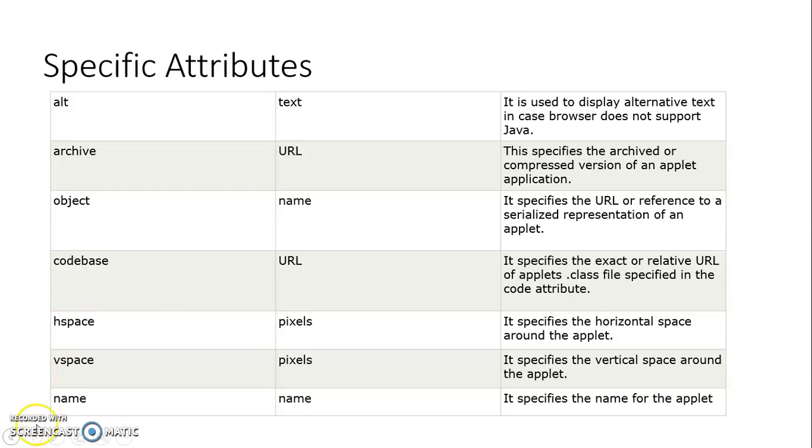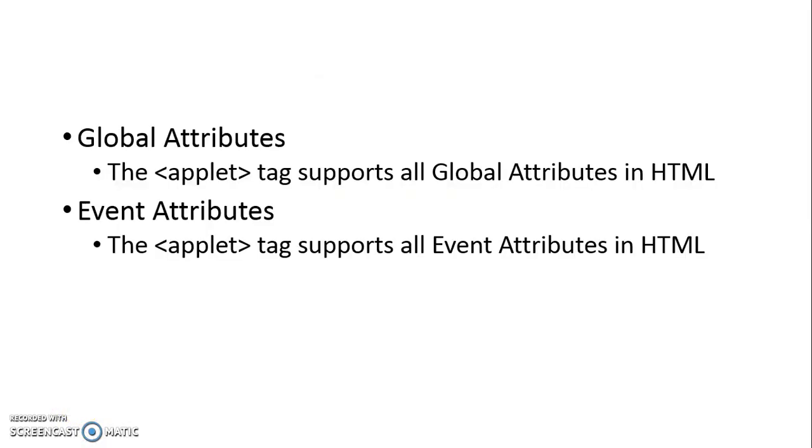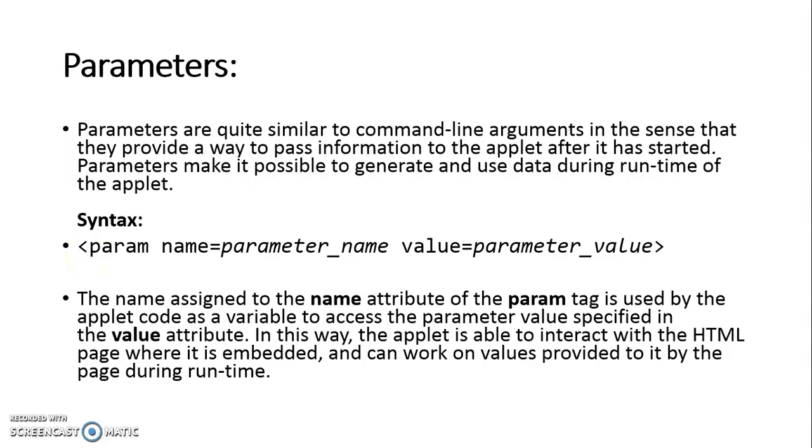Next, if you want to give horizontal space, you can use hspace. If you want to give vertical space, you can use vspace. And name is used to specify the name for an applet. So these are the attributes you can use in applet in HTML. Now, global attributes. The applet tag supports all the global attributes in HTML as well as all the event attributes in HTML.